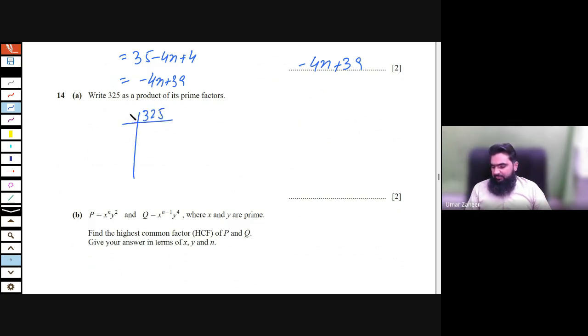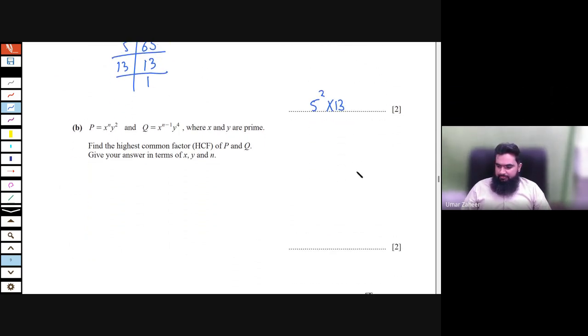It is divisible by 3. No. 5 times 6 is 30, 2 carry. 4 times 5 is 25. 5 times 1 is 5. 5 times 3 is 15. 13 times 1 is 13. So we'll get 5 squared into 13. Yes, anyone? Any question?